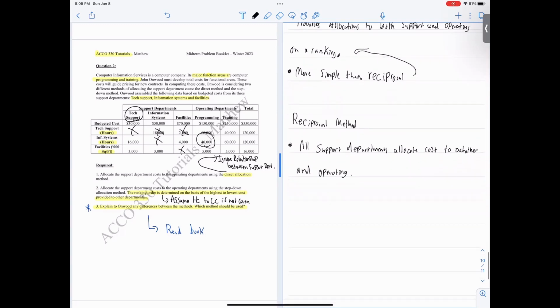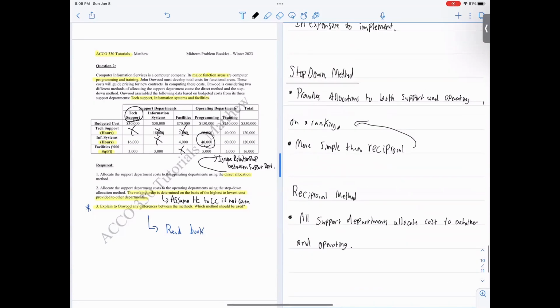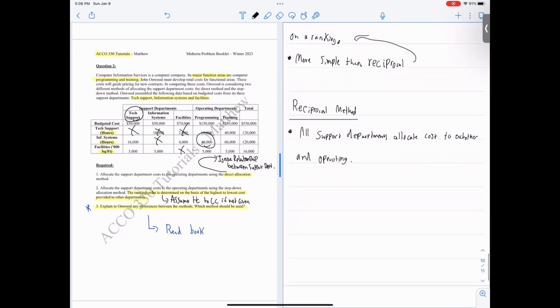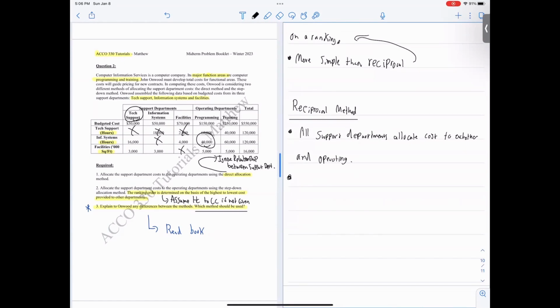But I also want you guys to put this here because this is a very important point. So let me put an underline here. Step down. Then here, reciprocal. So that's the difference between reciprocal and the others. Everyone helps everyone. Everyone reciprocates to each other. But this is what I want you guys to know. Which method should be used? Whenever this is asked, you're always going to recommend reciprocal. It's also in your textbook, and I'll explain why. Reciprocal method is the best method.